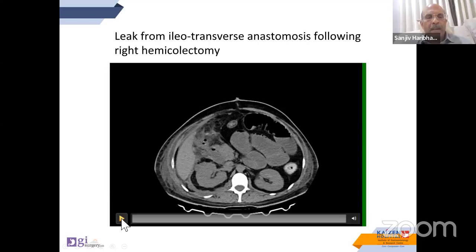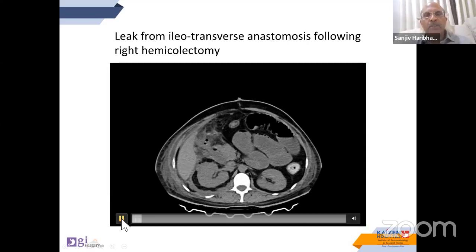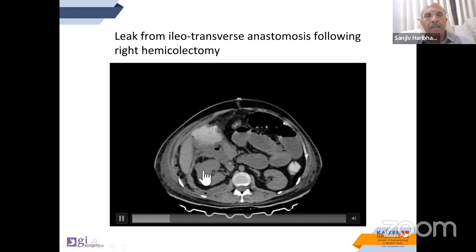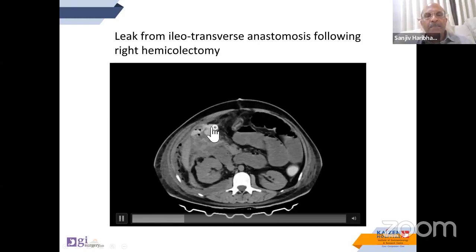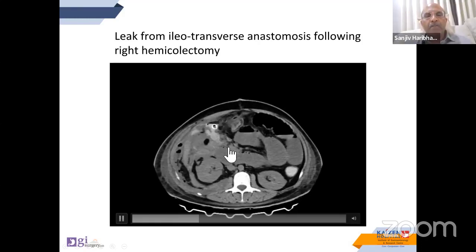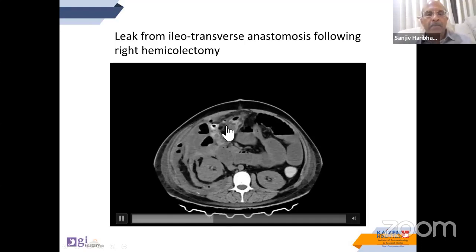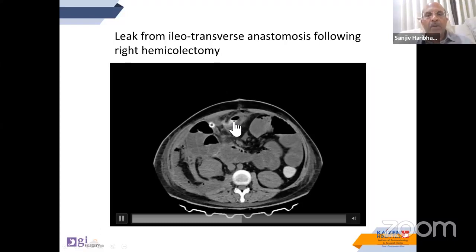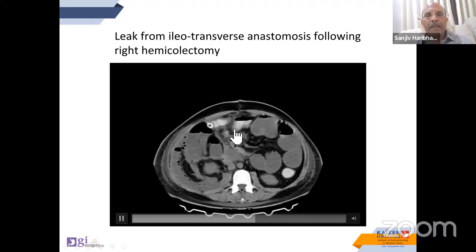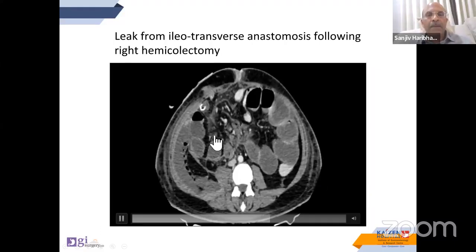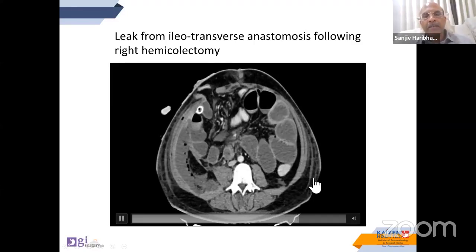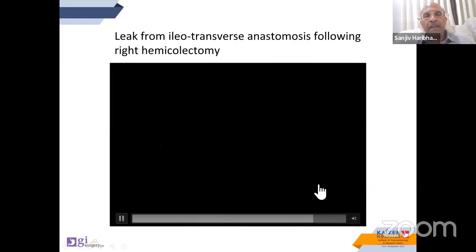This was a patient who had an ileotransverse anastomosis after a right hemicolectomy. This patient had a very low albumin, actually had a proximal stoma, but then had sepsis and a leak from the ileotransverse anastomosis. Here you can see there is a leakage of the contrast going into the collection. Because this patient had a proximal ileostomy, he was managed conservatively and the patient improved and recovered.